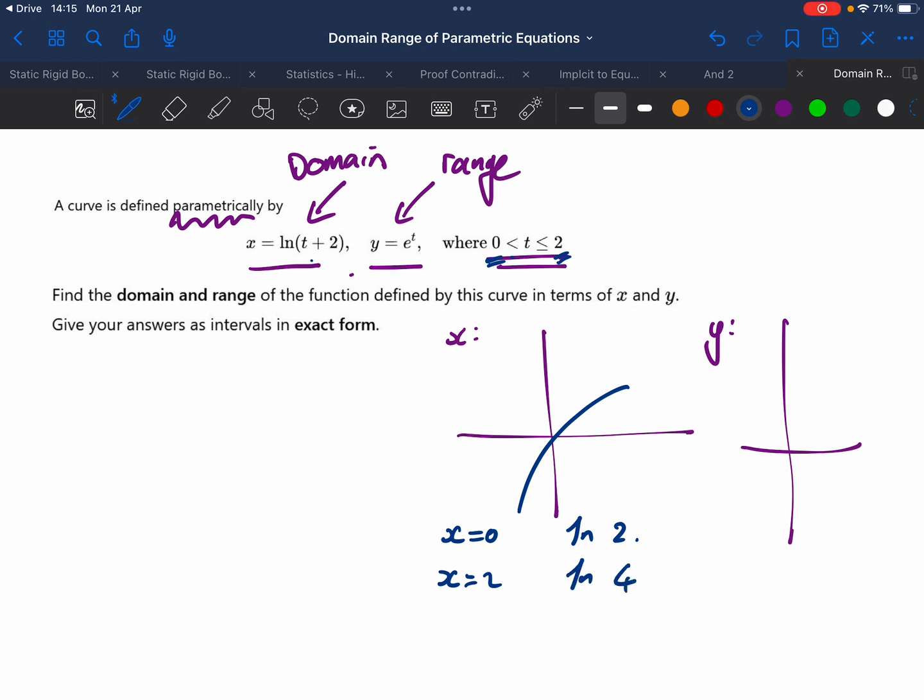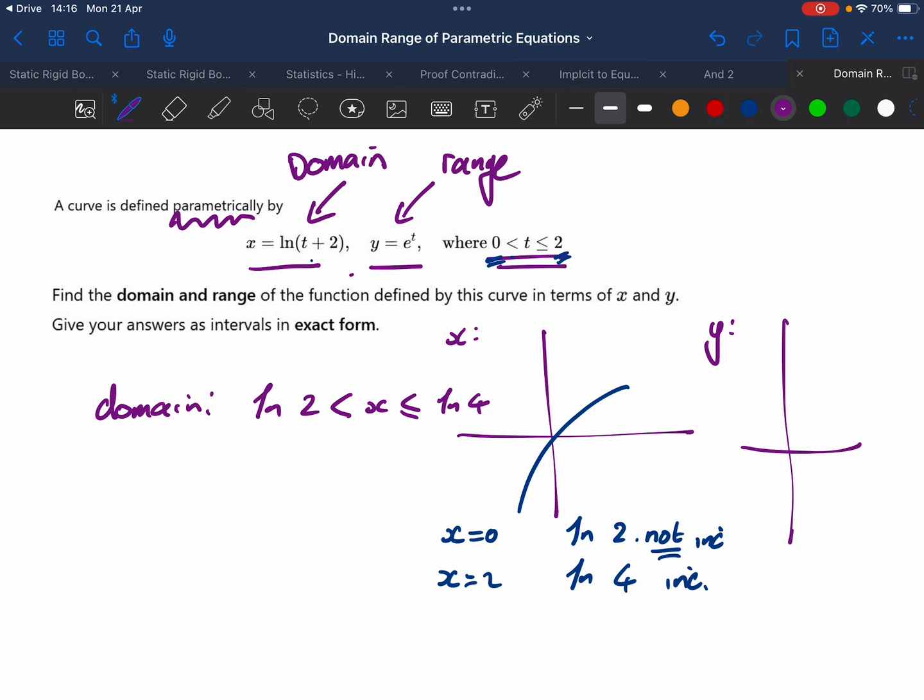Now, to make sure we don't drop any marks at all, we have to be aware that this one is actually not included, whereas this one here is included. So for the domain, just the domain to start with, we could say that we are starting at the natural log of 2 and its value is bigger than that. Domain is about the x values, and it's up to, and including, the natural log of 4.